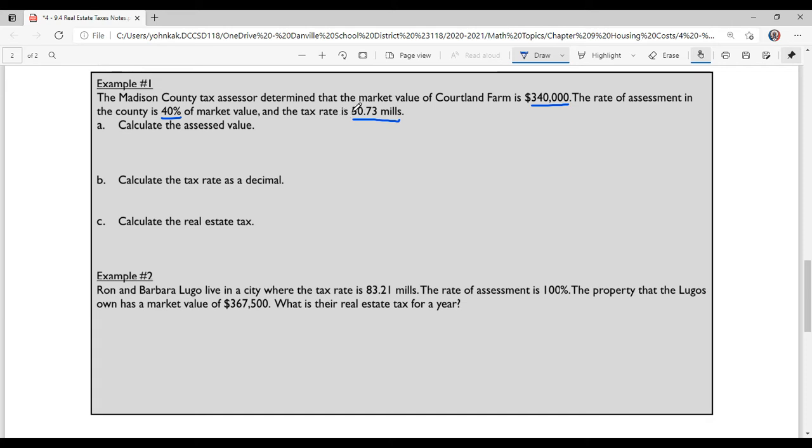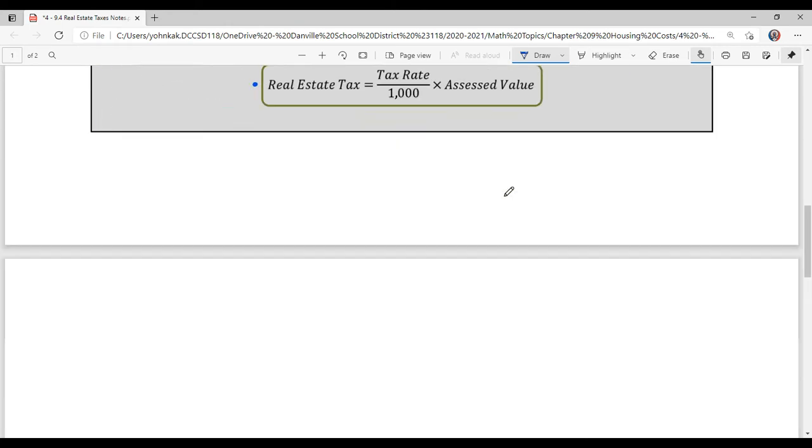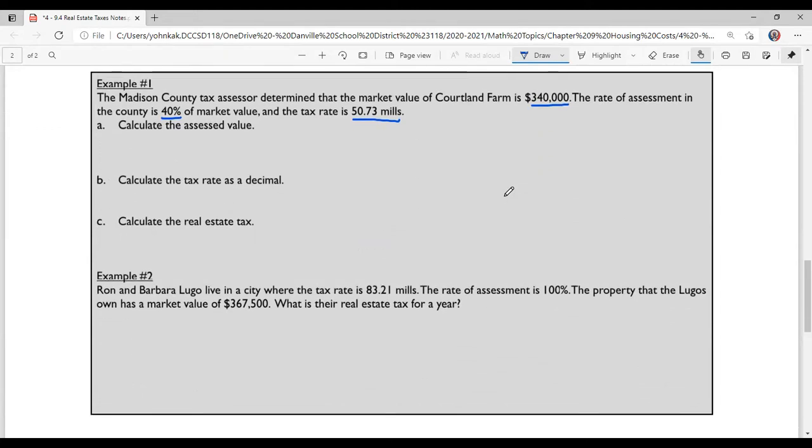To calculate the assessed value, you're going to take the market value and multiply by the rate of assessment. So the market value is 340,000. The rate of assessment is 40%. So if I multiply these, I get $136,000. That's how much money the state can take your taxes from. They're not going to take all of it. They're going to take a portion of it.